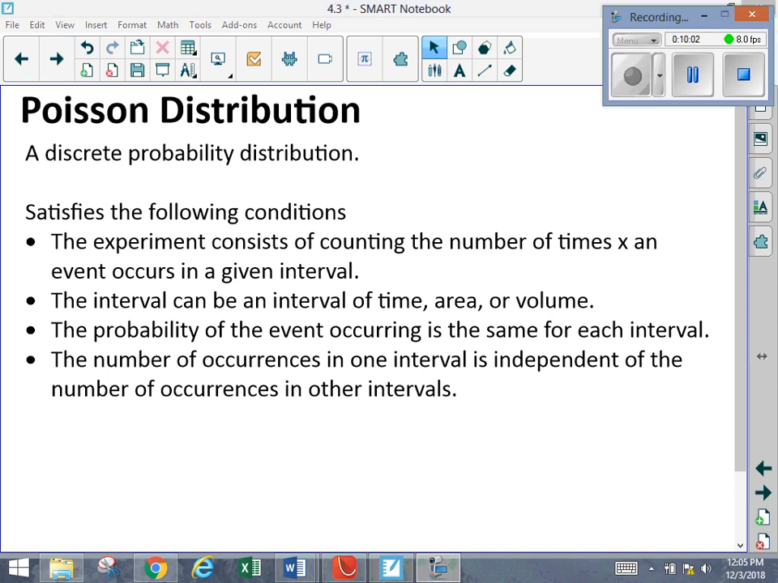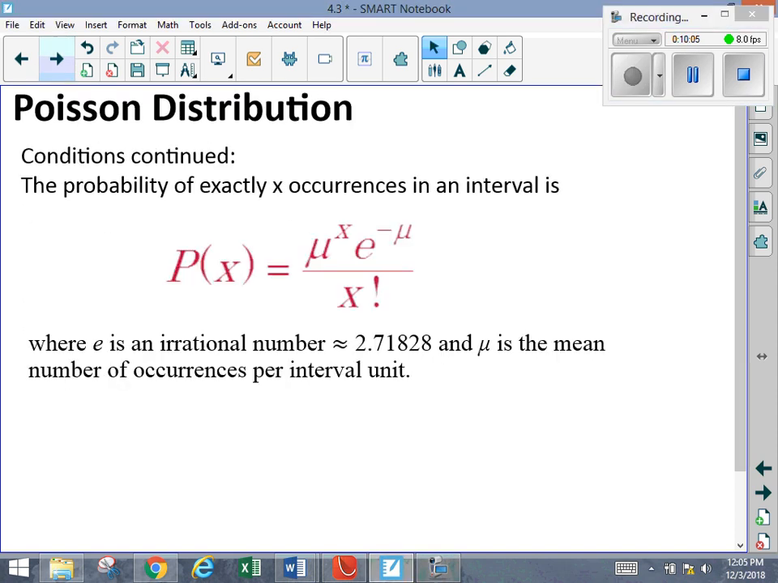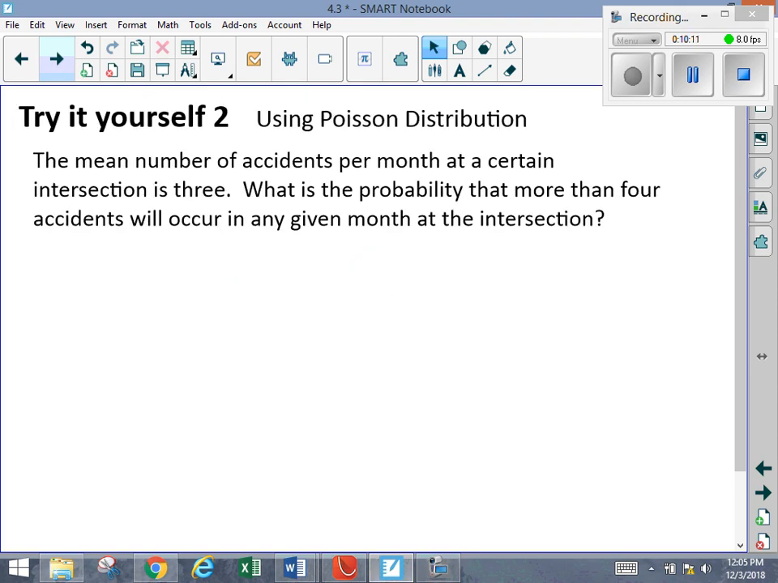Okay, so we will do 2 examples using this distribution. This is the formula that we would use for that, but again, we're going to use our calculators. So here we go, we'll get right into it. The mean number of accidents per month at a certain intersection is 3. What is the probability that more than 4 accidents will occur in any given month at the intersection? And before I begin answering this question, because more than 4 is weird, there's no lower bound or upper bound, and you can't make the upper bound infinity or anything like that.